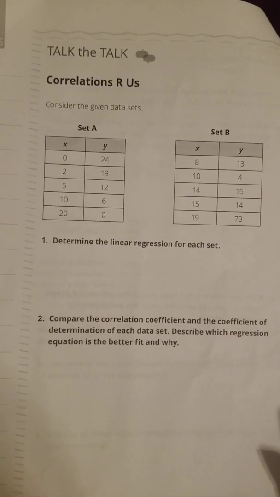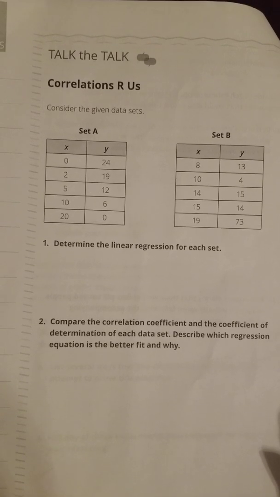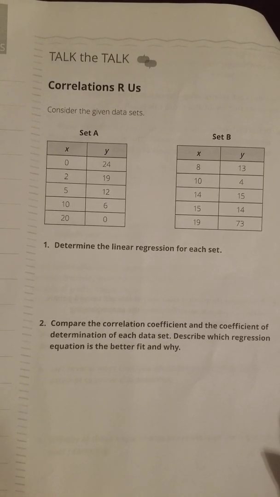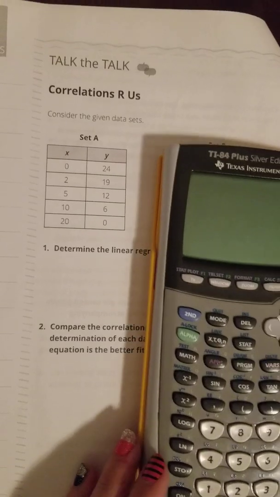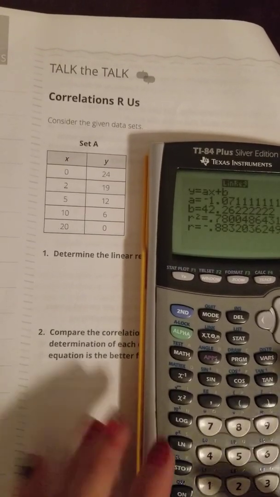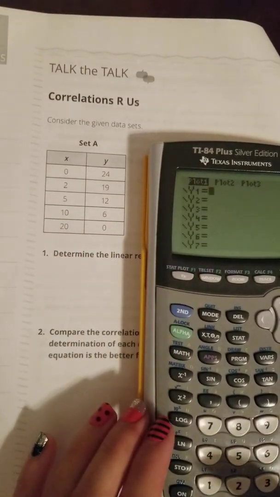Talk the talk. Correlations are us. Consider the given data sets. Determine the linear regression for each set. So we're going to take our graphing calculator, type in those values. I'll do set A, you can do set B.